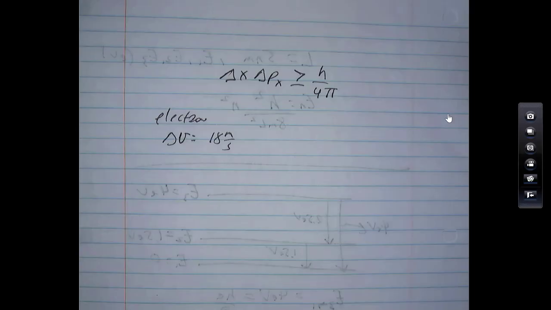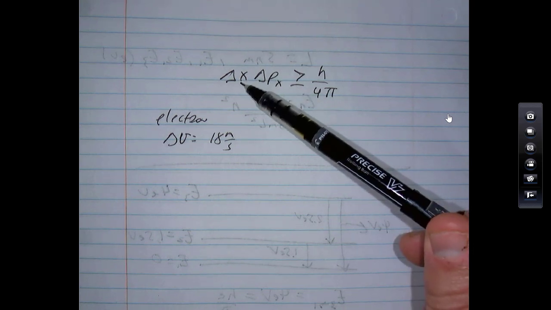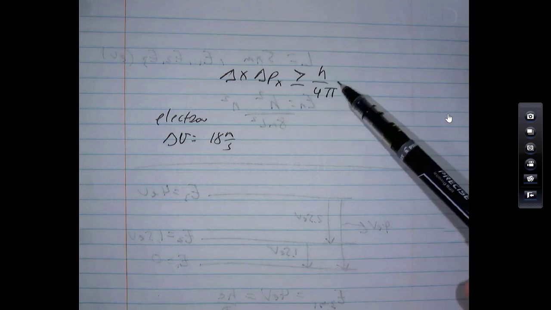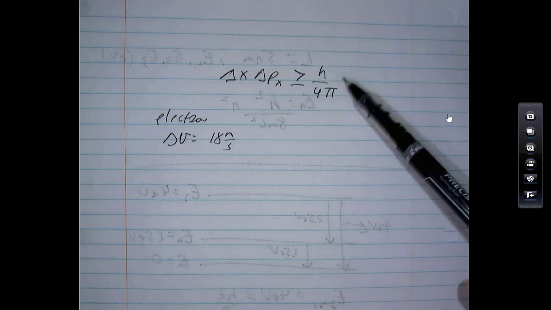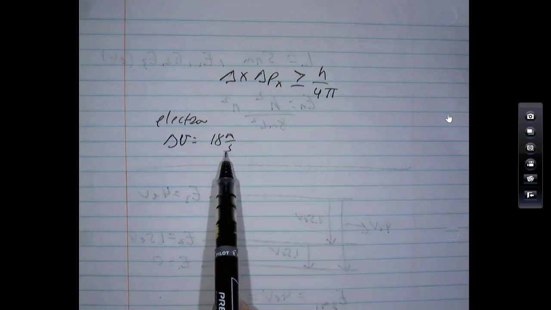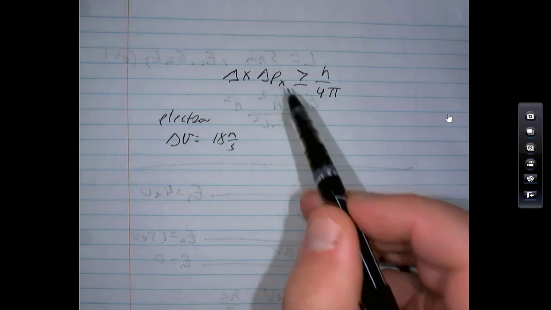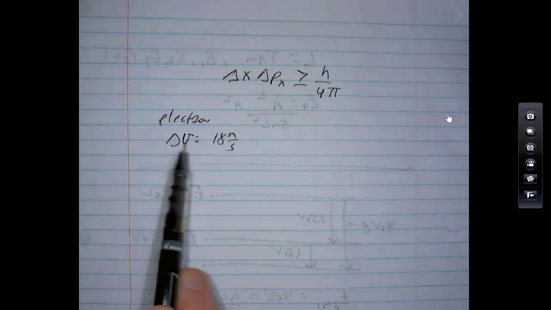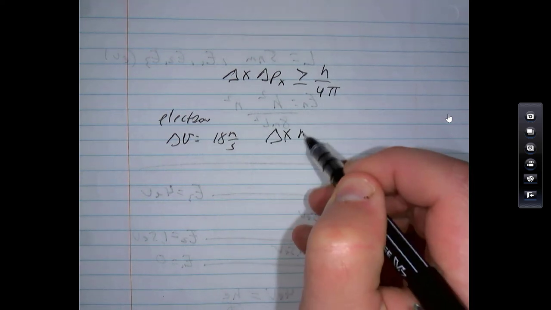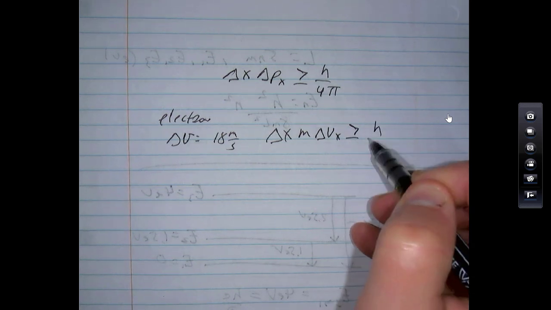Okay, so this is Heisenberg's uncertainty principle. This means uncertainty in position times the uncertainty in the momentum is greater than or equal to h, Planck's constant, divided by 4 pi. Now they give us the uncertainty in the speed in this question, but it's an electron, so I know the uncertainty in the momentum is just m times the uncertainty in the speed. So let me rephrase this question: m times the uncertainty in the speed is greater than or equal to h over 4 pi.